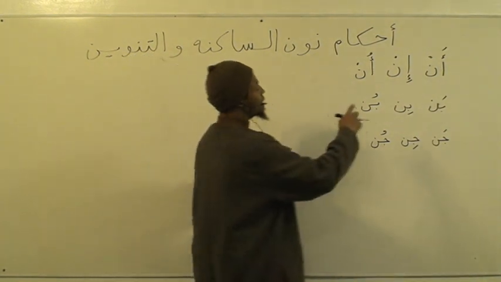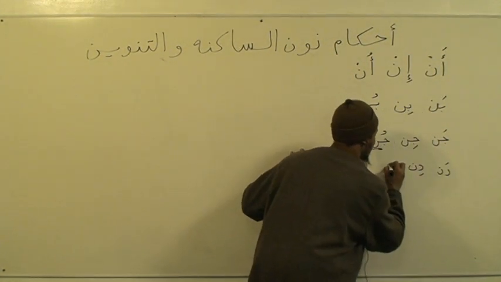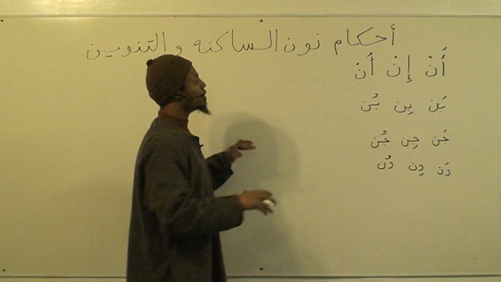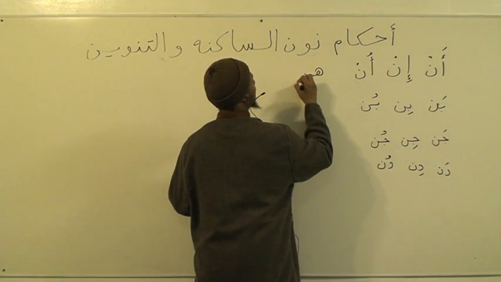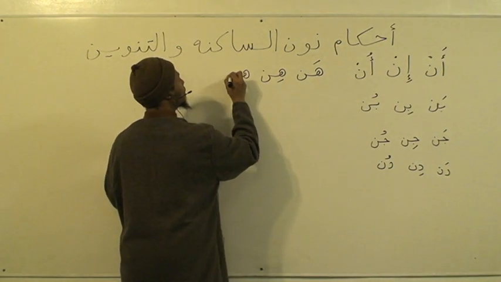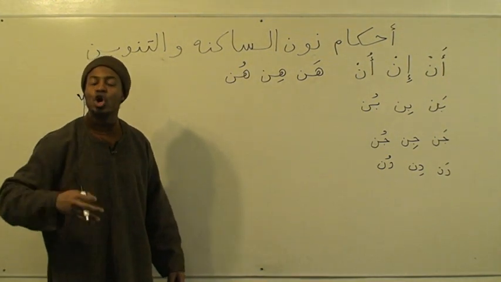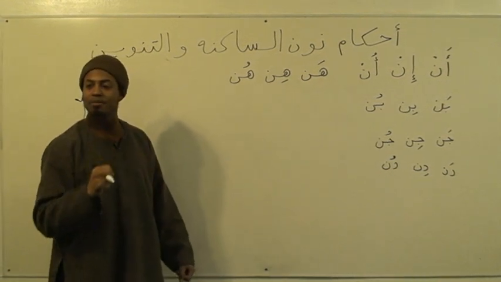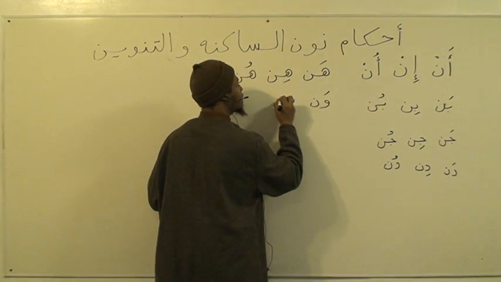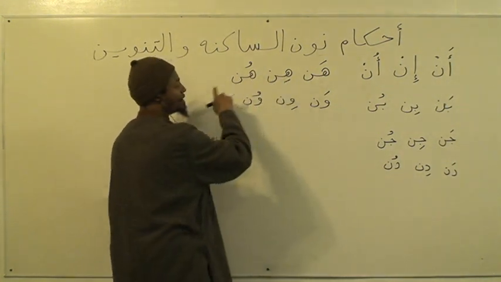Okay? So, jin. Den. Say den. Din. Dun. Is that big enough? Should I write larger? Okay. Han, hin, hun. Here we're pronouncing that noon. Hun. Your tongue goes up and it makes that sound. Wen, win, won. All these are the noon sakina.